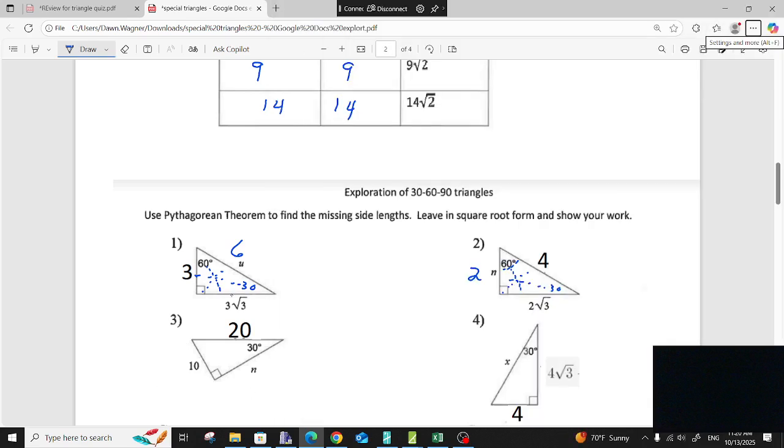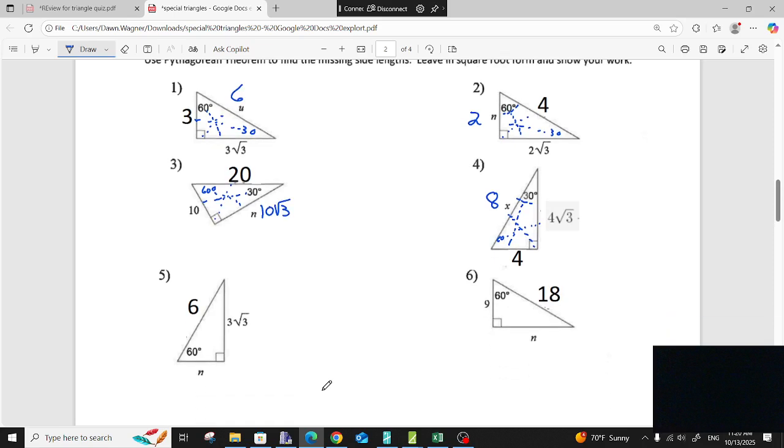Okay, so who did number 3? Anybody have that answer? 10 square root 3. Across from the 30 is 10. Across from the 60 is 10 square root 3. Across from the 90 is 20. What about number 4? This would be 8. Across from the 30 is 4. Across from the 60 is 4 square root 3. Across from the 90 is 8.